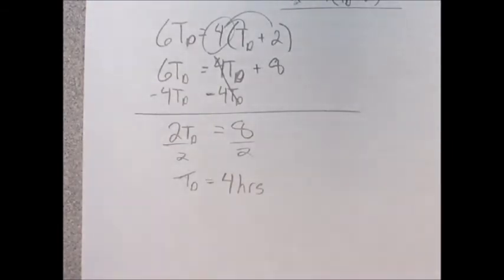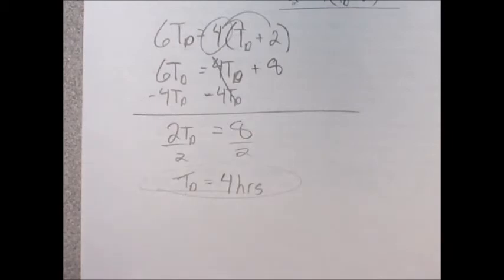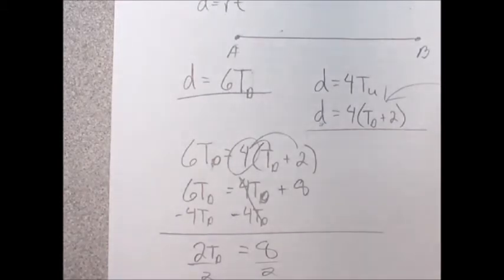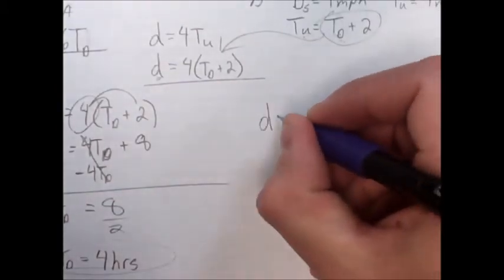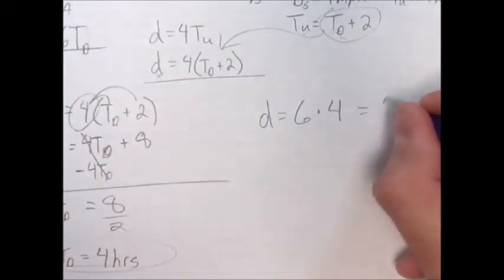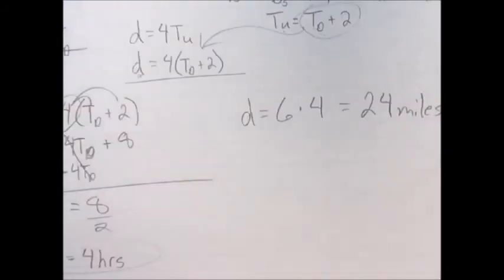If the trip upstream takes 2 hours longer than the trip downstream, how far is it from point A to point B? Now that we know the time, we can plug back in to find the distance, right? So I can plug in either of these two equations. Obviously, I'm going to plug into the easy one, which is this guy. So my distance is 6 multiplied by 4, and my answer would be 24 what? Miles, because we're talking miles per hour, so it has to be in miles, right?